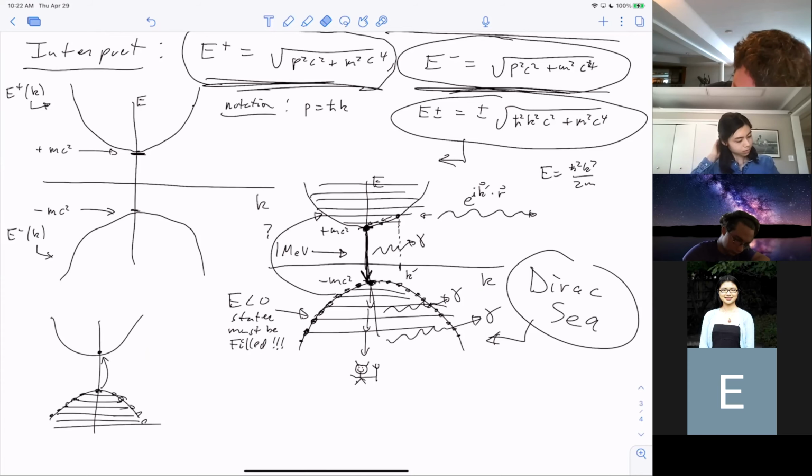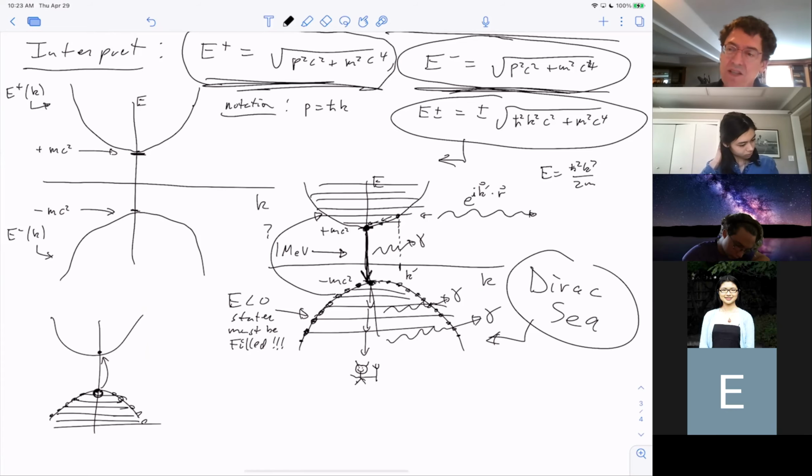if that electron goes there, then what he's going to leave behind is a hole, an empty spot, right? Because these states are all filled, but now I removed an electron and I put him up there. How much energy do I need to give that electron to put him up there? How much energy? Tell me the number. 1 MeV. That's right.